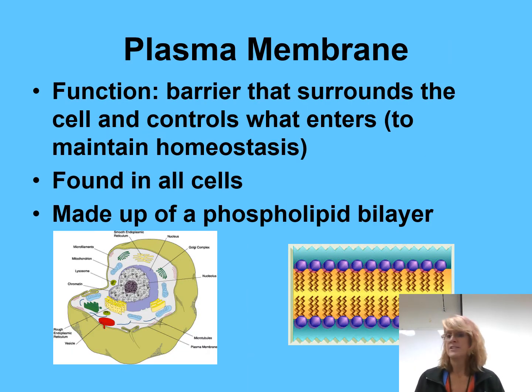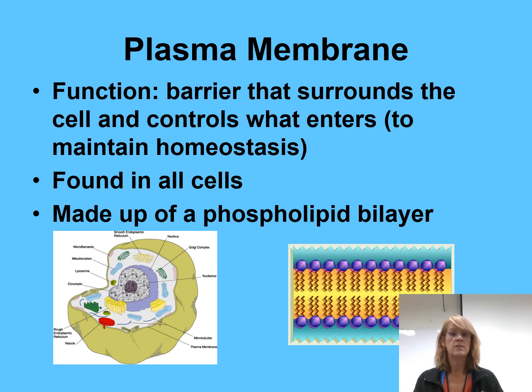So again, just another way of saying it, the plasma membrane is a barrier that surrounds the cells and controls what enters. Its job is to maintain homeostasis. Remember, homeostasis is this idea of equilibrium. There's an equal amount of water on the inside, there's equal amount of water on the outside. That way the cell doesn't explode, that way the cell doesn't dehydrate and shrink.